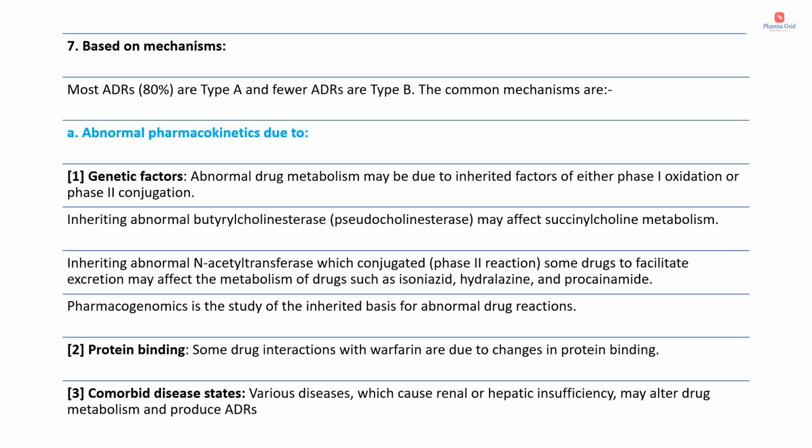Pharmacogenomics is the study of the inherited basis for abnormal drug reactions. Next one is protein binding. Some drug interactions with warfarin are due to changes in protein binding. Then the third one is comorbid disease states. Various diseases which cause renal or hepatic insufficiency may alter drug metabolism and produce adverse drug reactions.